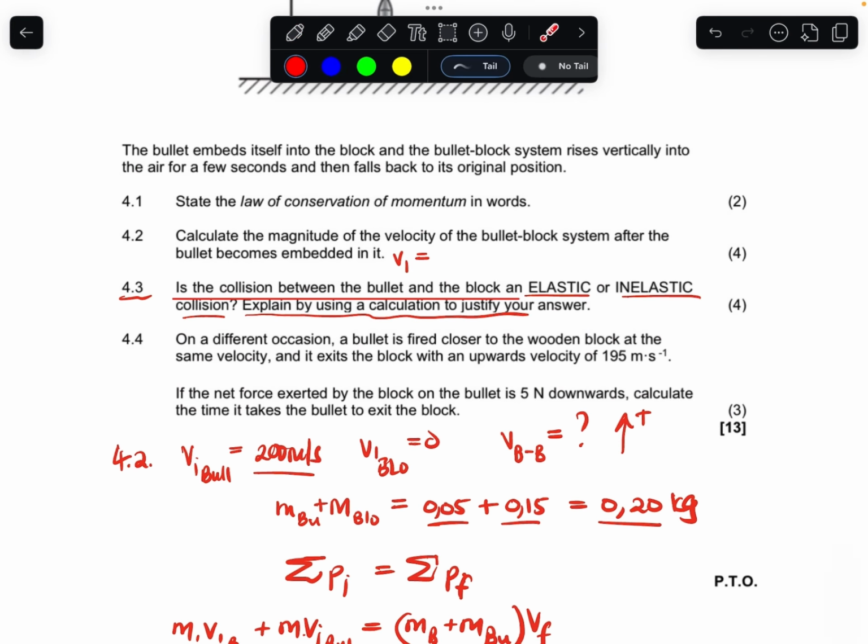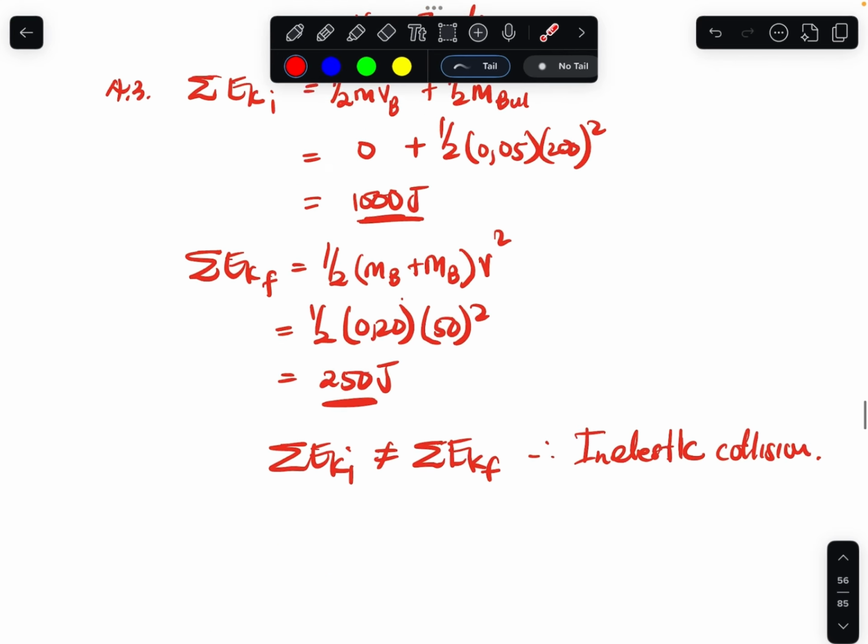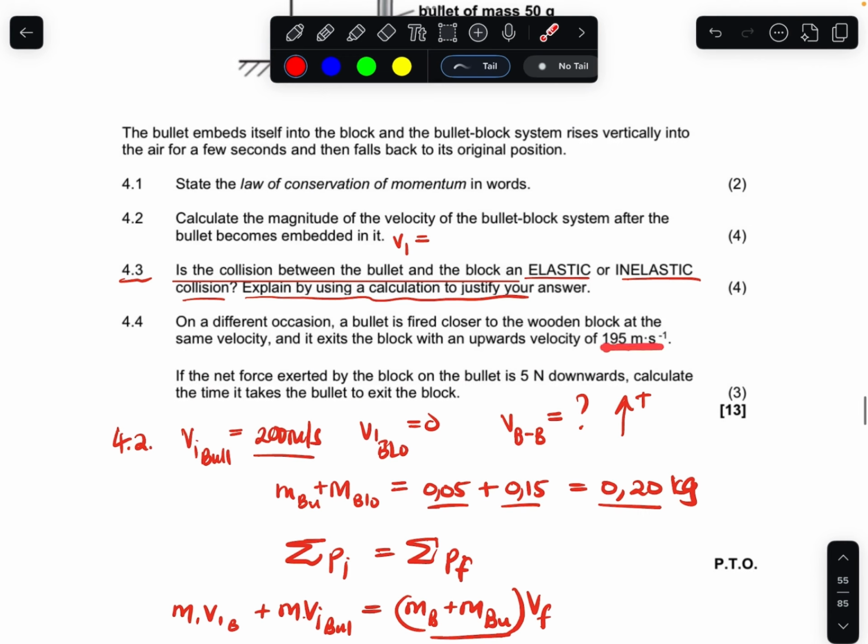Now let's go to 4.4, which is the last question in question 4. On a different occasion, the bullet is fired closer to the wooden block at the same velocity. It exits the block with an upward velocity of 195 meters per second. So the bullet now is fired closer, and then it emerges, it comes out with the final velocity, right? So what we have now is a final velocity of the bullet.